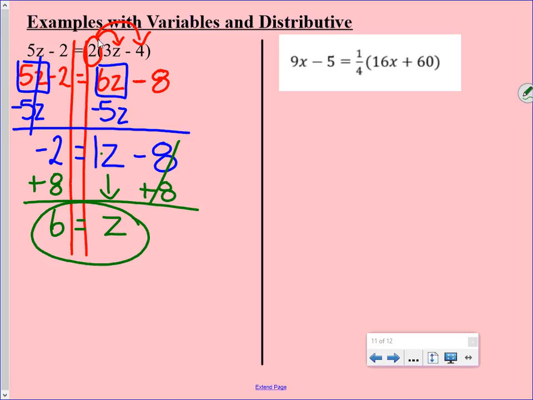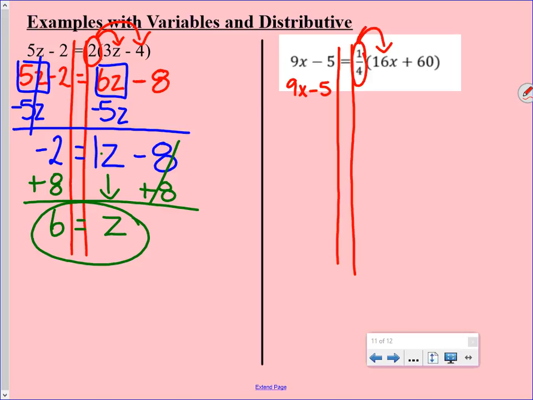Second example, 9x minus 5 equals 1/4 times the sum of 16x and 60. Now, don't let that fraction scare you, but we do need to start with distribution. So the left side stays the same. Distribute 1/4 to 16x and to 60.